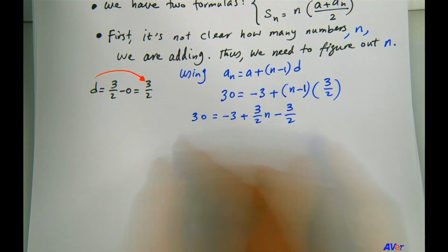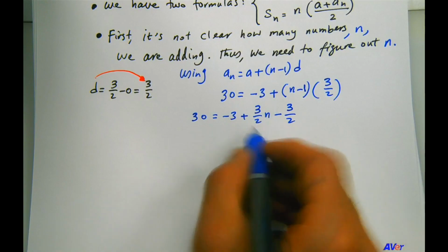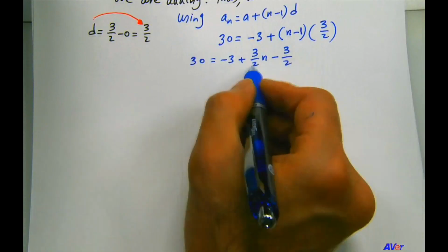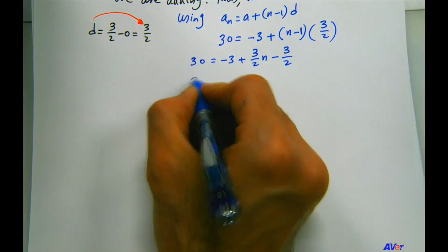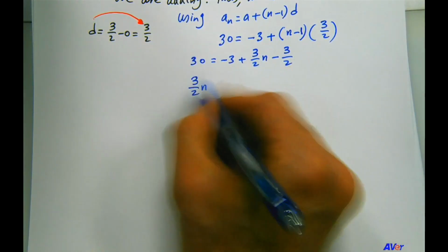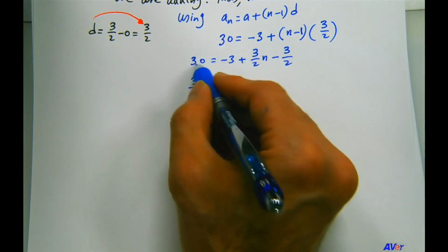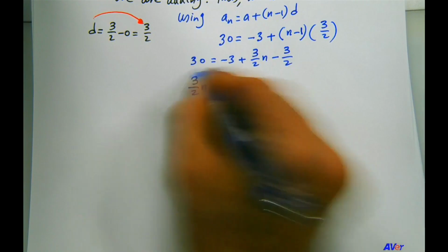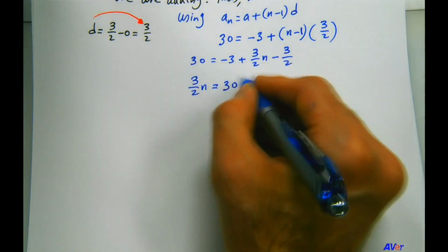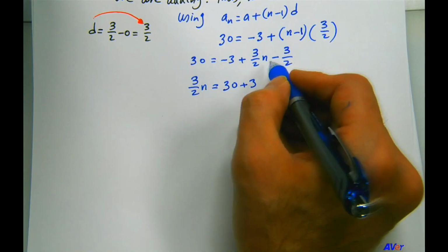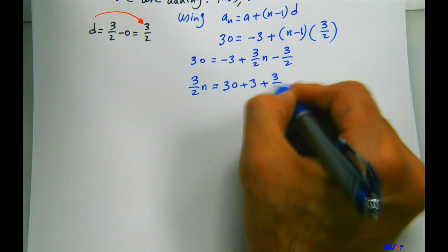So let's move all the constants to one side and all the terms that have the variable we're solving for to one side. I'm going to keep this on this side, so I kept it positive, so I didn't move this. But I'm going to move the 30 to the other side, positive. So I'm going to move the negative 3 to the other side, and it becomes positive. I'm going to move the negative 3/2 to the other side, and it becomes positive again. So what do we have on the left side?